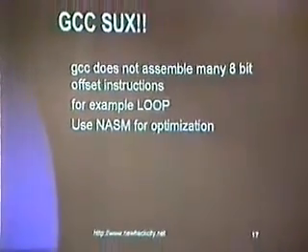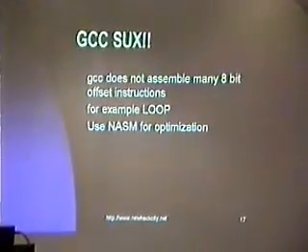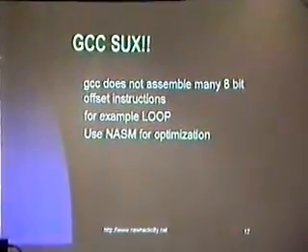GCC sucks. You don't want to use GCC to code exploits. There are lots of instructions it will not compile. It took me forever to figure out why I couldn't get the instructions to compile. The assembler GCC uses is called GAS, and they chose not to implement any instructions that have 8-bit offsets. And we're working with such little code that we're never going to go past 8-bit offsets, so an instruction like loop can't be used. So if you're going to write exploits, use NASM. NASM supports the full i386 instruction set, and this is what you want to use for optimization.